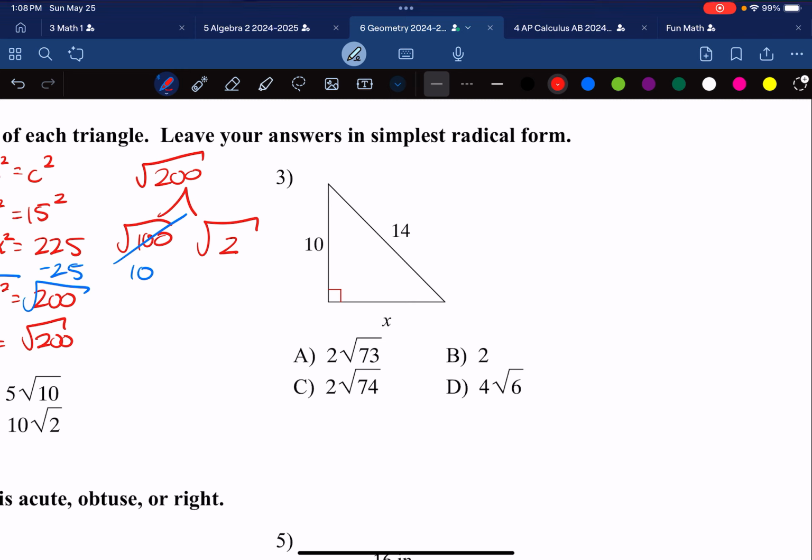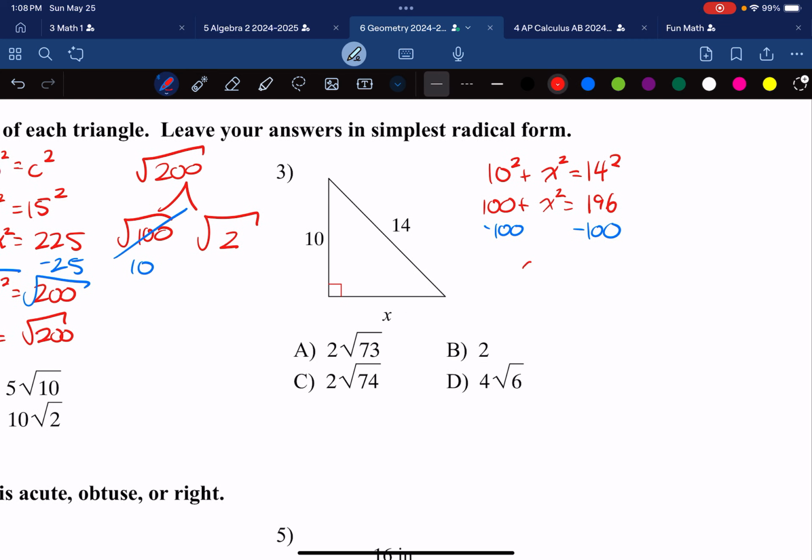In number 3, we have the Pythagorean theorem yet again. This is going to be 10 squared plus x squared is equal to 14 squared. Square them, we get 100 plus x squared is equal to 196. Then we will subtract the 100 on both sides. Subtracting the 100 gives us x squared is equal to 96, and then we will undo the square by square rooting both sides, leaving x is equal to the square root of 96.